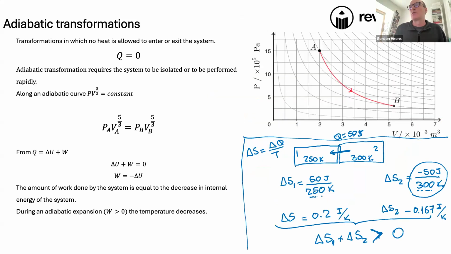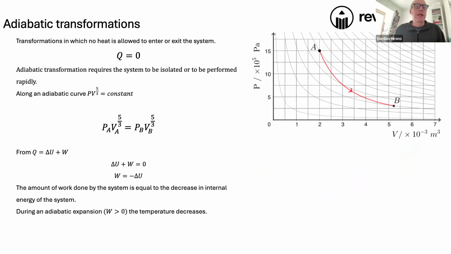Omar's asking for the PV to the 5/3 equals constant equation, and whether we could prove how that turns into a relationship for PT. I believe there's a related one, that PV to the 5/3 is constant. And then he was asking for a derivation. I also think PT to the negative 2/3 is constant, he's saying. Is that true? Yeah.